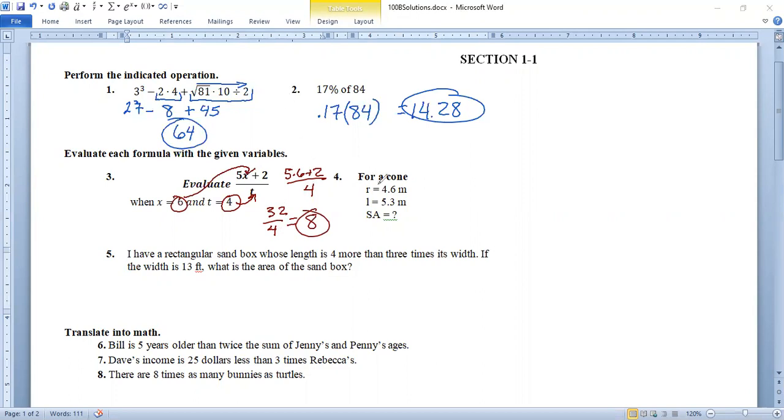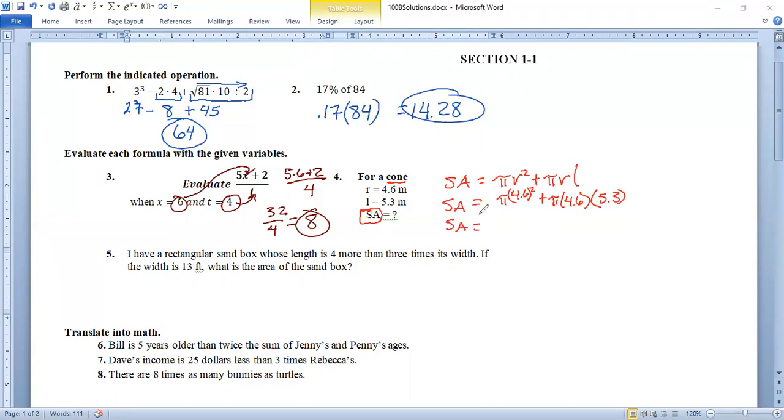Number 4. This is for a cone, so we have to actually look up the formula, and we're trying to get the surface area. The surface area of a cone is pi r squared plus pi r L. Yeah, that's the formula in our book. So let's punch these things in. r is going to be 4.6. So we're going to put a 4.6 there, square it, and then times it by pi. And then plus pi times 4.6 times L, which is 5.3. And that will be our SA.